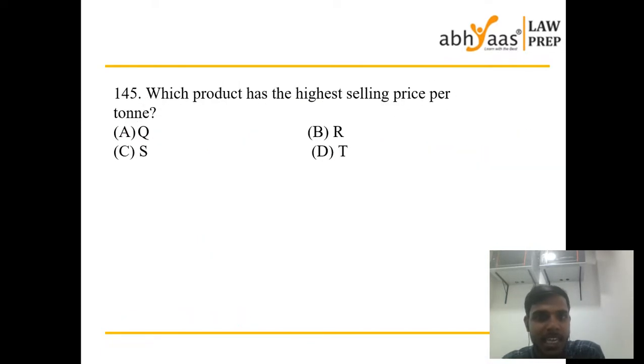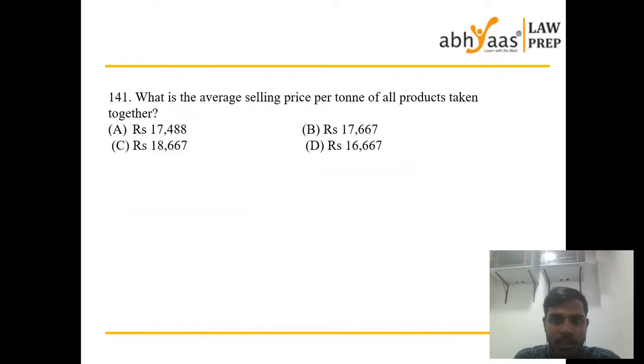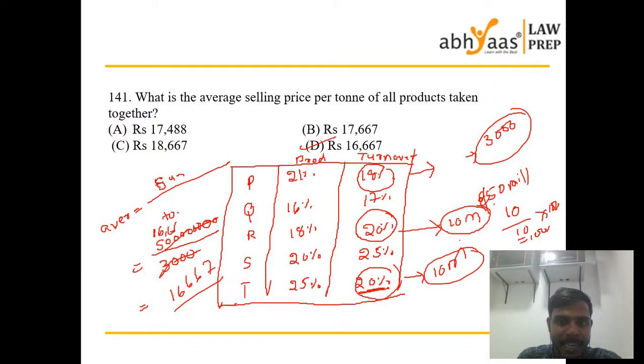See, he is asking which product has the highest selling price per ton. Highest selling price per ton means, for example, if I take company P, we have to find the turnover of P divided by the production of P. This will give you the selling price per each ton. So the turnover of company P is 18 percentage and your production is 21 percentage of the total production. I'll just compare the values.